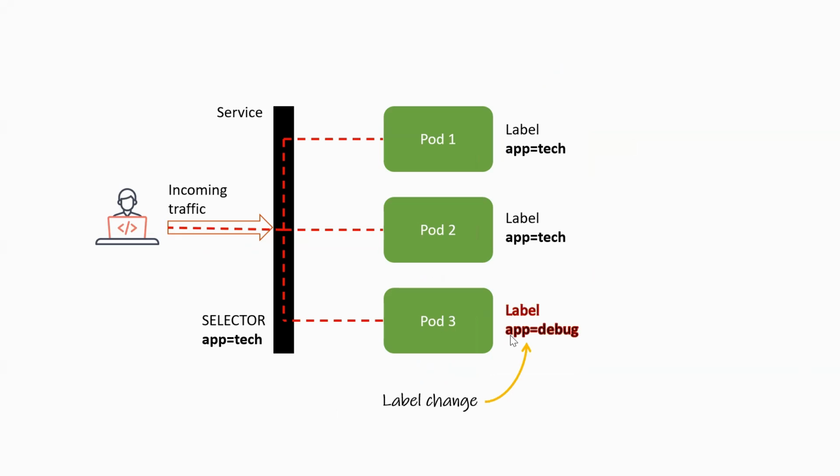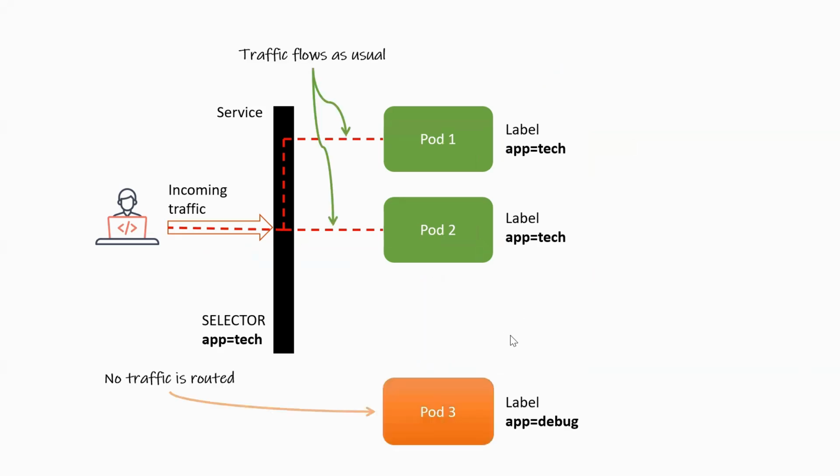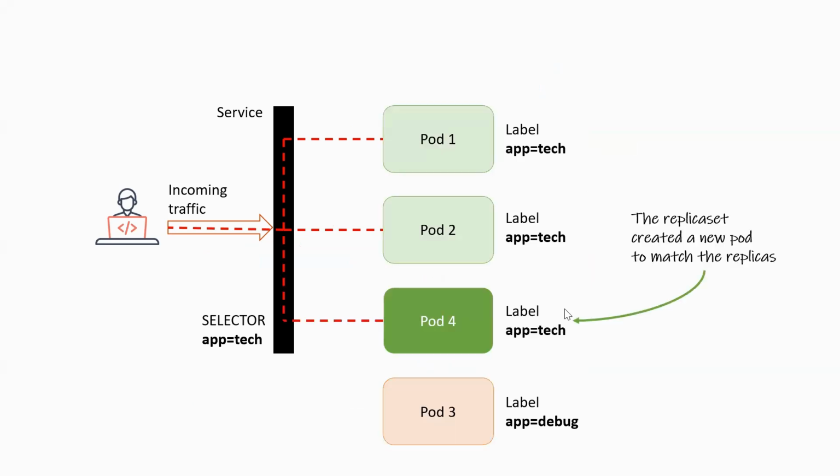So what happens? The label will be automatically changed, and this pod will be automatically moved out of the deployment, right? The service keeps checking the labels. If the label is not matching, the traffic won't flow. So the other two pods' traffic will flow as it is, but the third pod will be completely isolated and no traffic will be routed. Immediately the deployment notices that one pod is missing, as it is supposed to have 3 replicas, so it tries to match that and provisions another pod.